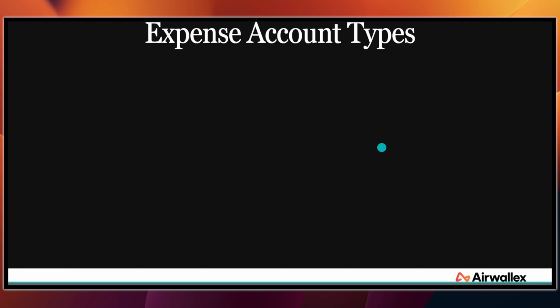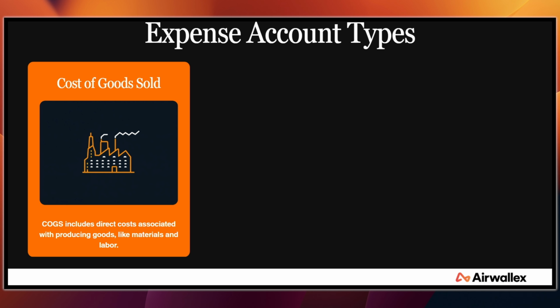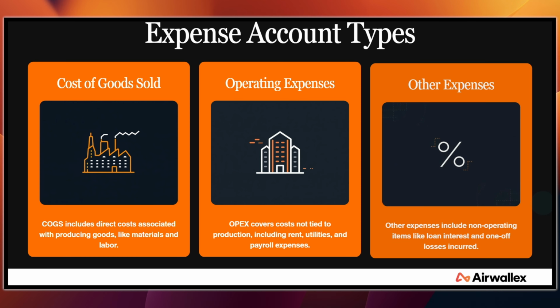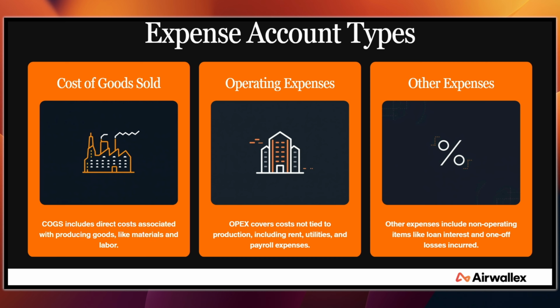Now, when it comes to opening an expense account, there are a few types. First of all, we've got the cost of goods sold, as these cover the inputs tied to producing your goods or services such as materials, direct labor, storage, machinery, and freight. We also have operating expenses, as these cover running costs not tied to production such as rent and utilities, marketing, insurance, office payroll, certain taxes like property taxes, maintenance, supplies, legal, and accounting. And lastly, we have the other expenses that include non-operating items such as loan interest, taxes, or one-off losses.